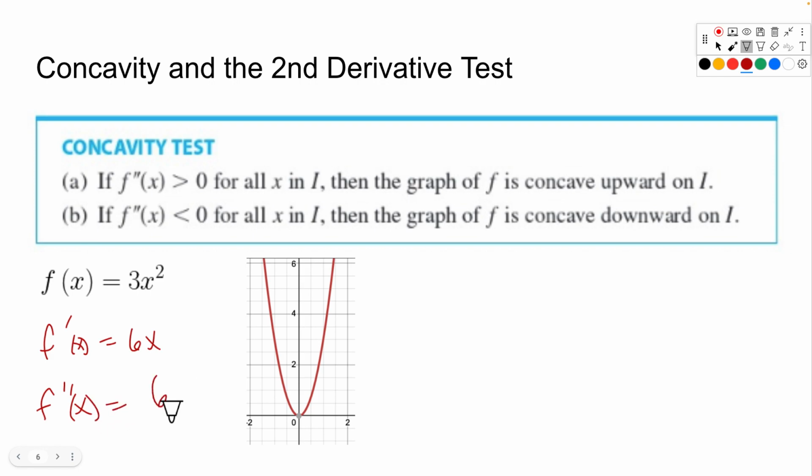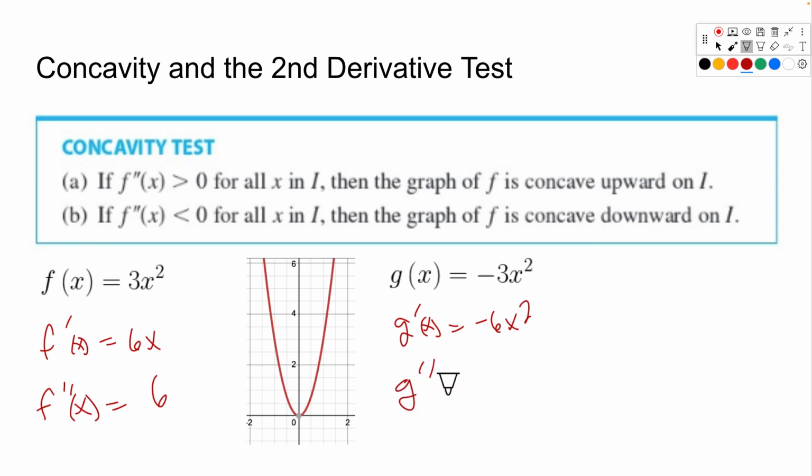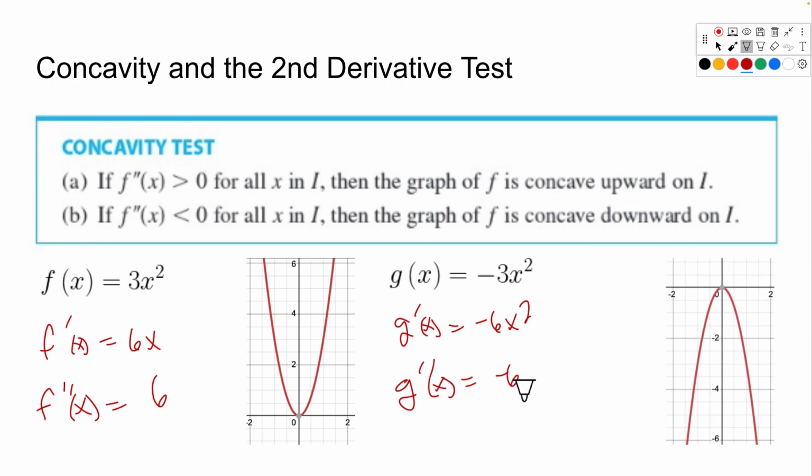Second derivative 6, it's positive everywhere, it's concave up. That means we would have a minimum, so that's kind of clean. If we have this function, take the first derivative, negative 6x squared, and then take the second derivative, negative 6. When we look at the graph, the second derivative is negative everywhere, it's always concave down.